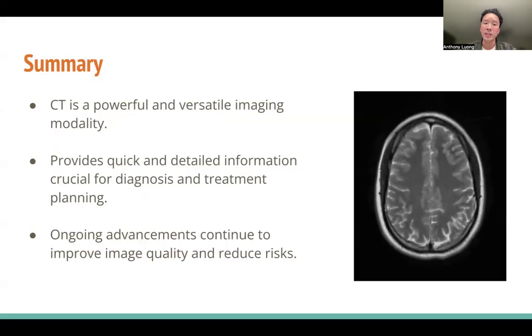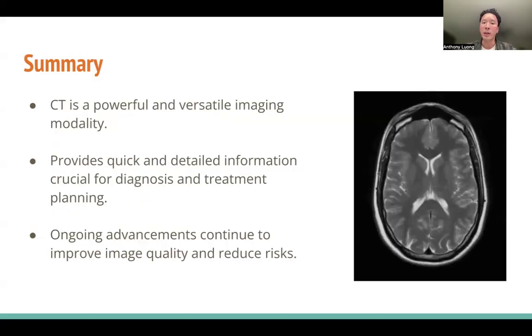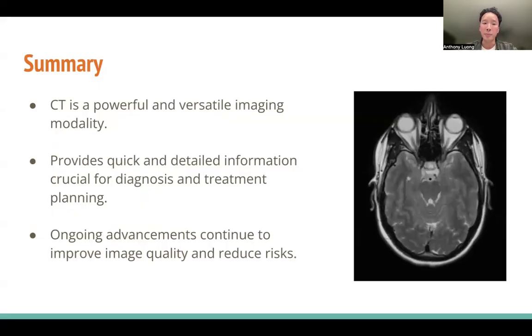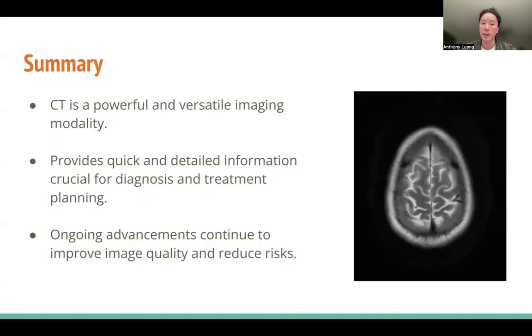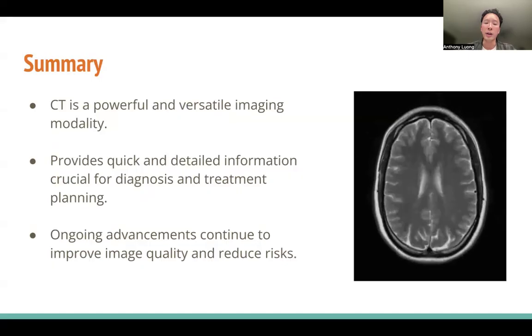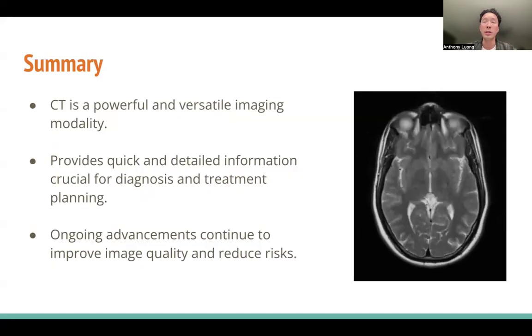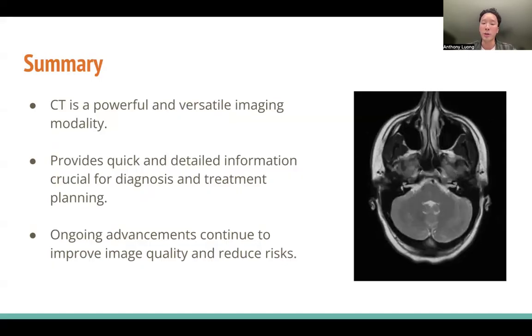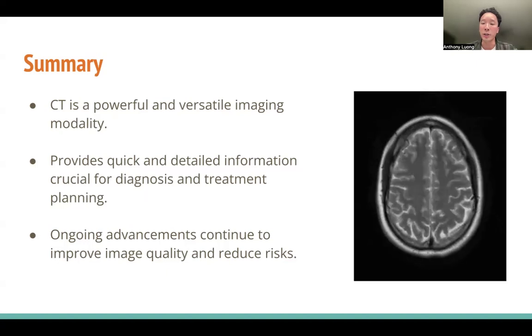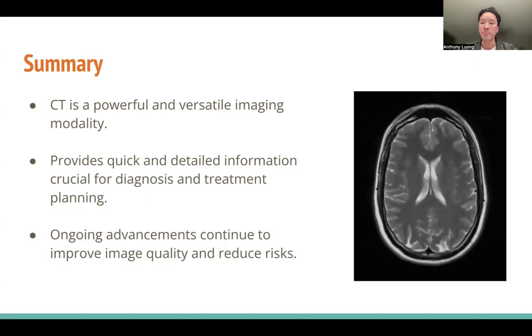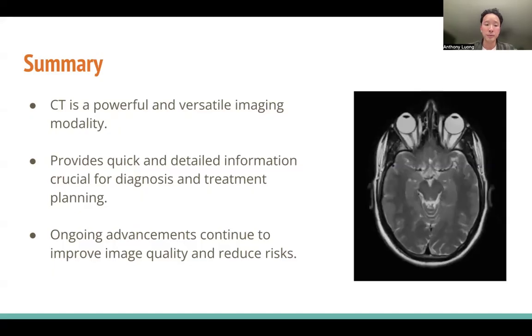In summary, CT is a very powerful and versatile imaging modality. It provides quick and detailed information crucial for diagnostic and treatment planning. And lastly, ongoing advancements always continue to improve our image quality while reducing the risks of radiation exposure for patients and even medical professionals.